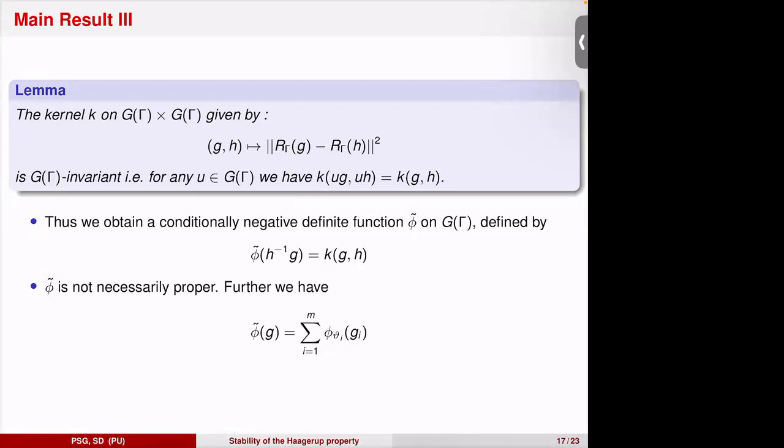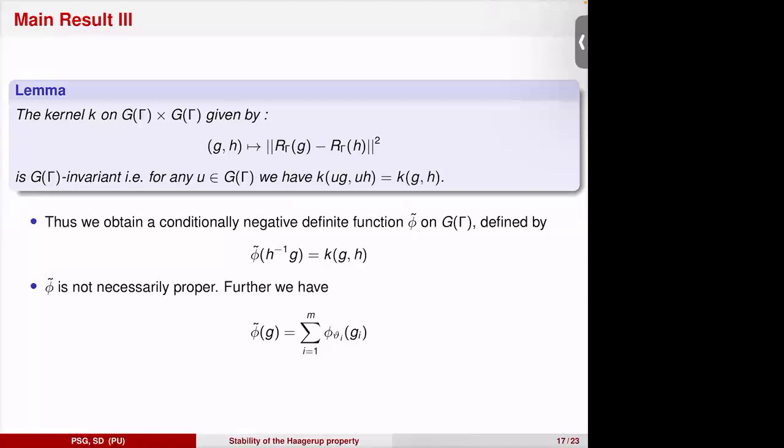Since this kernel will remain group invariant, we can define the conditionally negative definite function on the group via this relation. That is basically phi tilde g will take value k of g comma identity. So at this point of time, we have a function phi tilde on the graph product of the group, and it is conditionally negative definite, but we don't know whether it is a proper function or not.